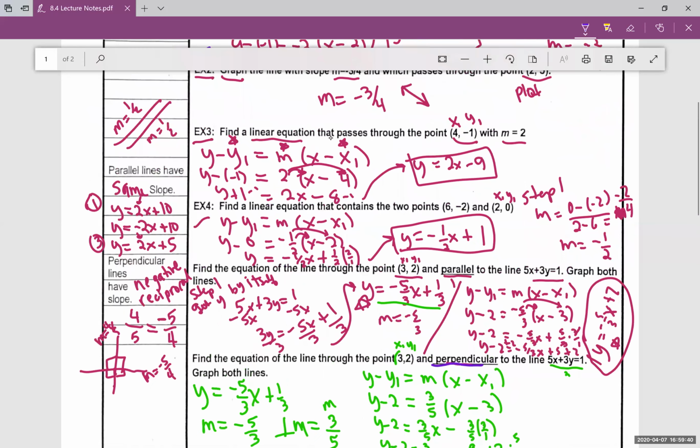So again, parallel lines have the same slope. Perpendicular lines have the negative reciprocal slope. Hope that helps. Good luck. Last graphing lesson.